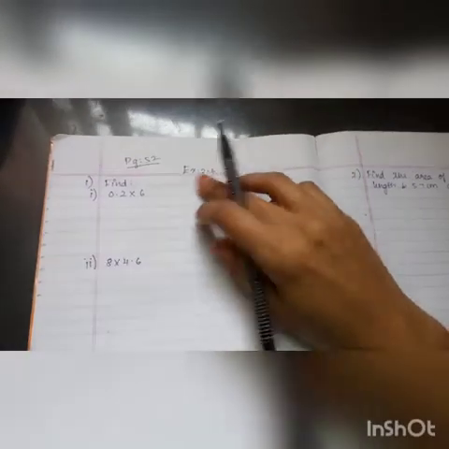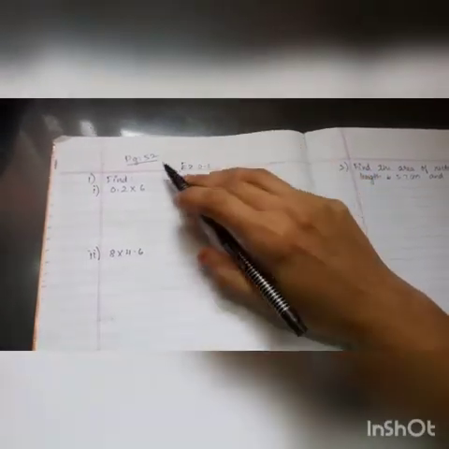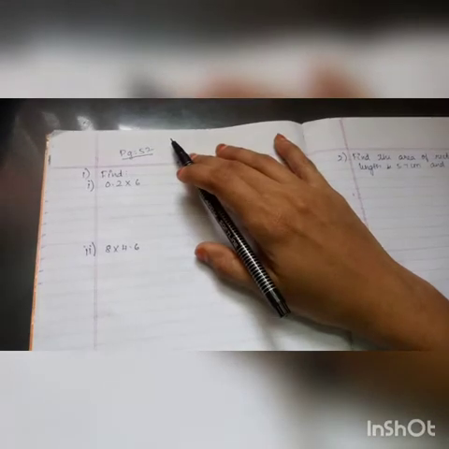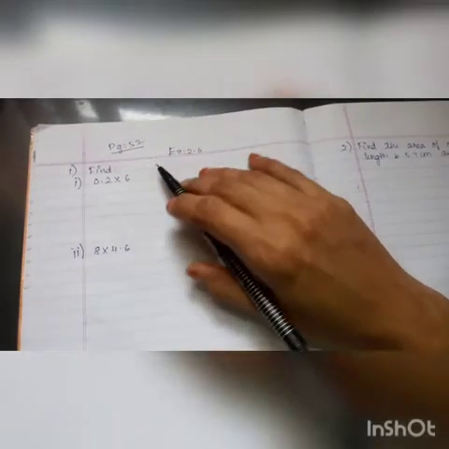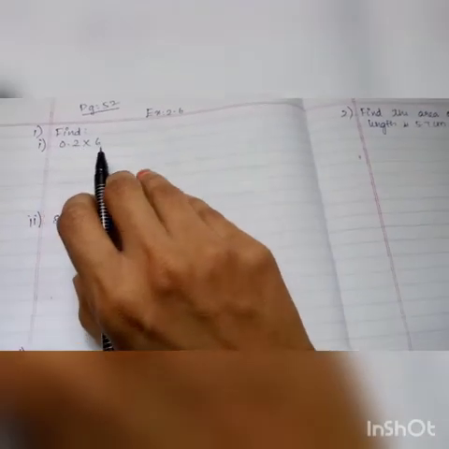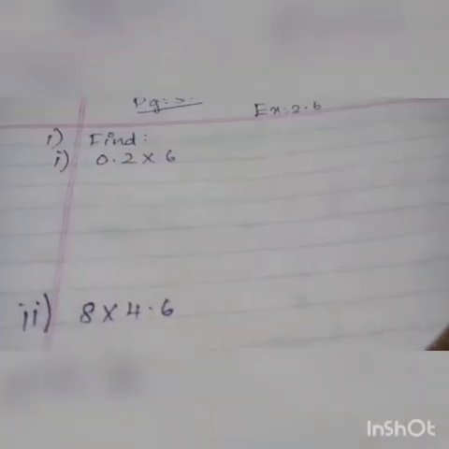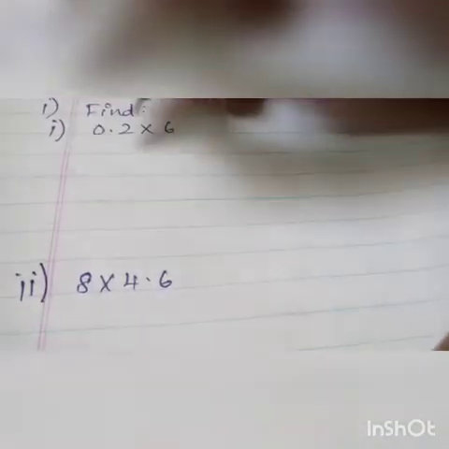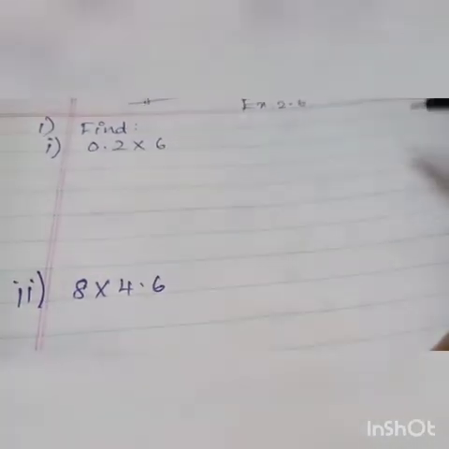This is your exercise 2.6. You can take page number 52 and refer to the questions from your textbook. What is the first question? Find 0.2 into 6. So we are going to multiply a decimal number and a whole number.